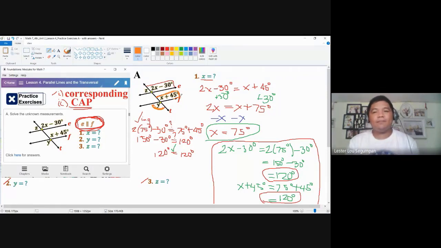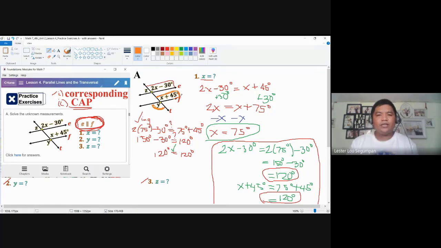In this problem here in number 2 and even in number 3, we may go back to the other angle pairs we have learned in the previous lesson. Specifically, the concept of angles forming a linear pair and angles forming vertical angles. Because if we relate it with this, it will be easier for us to solve the remaining values.